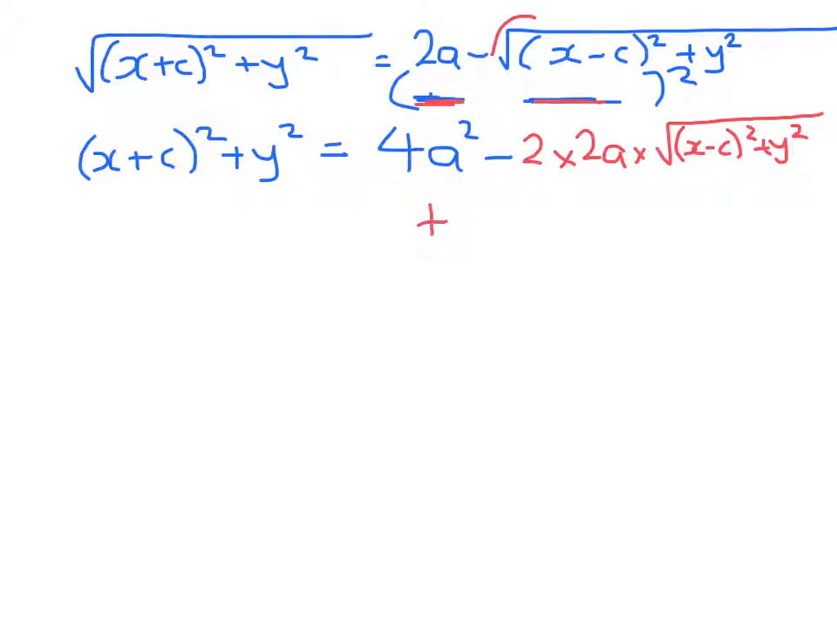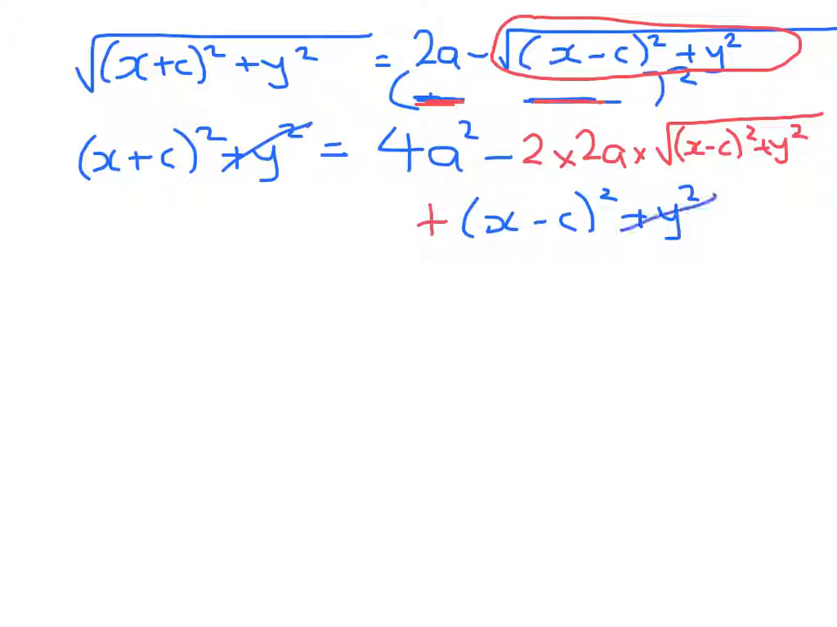plus, now this thing squared is going to be nicer, I'm going to get rid of my square root. So it will be x minus c squared plus y squared. So we can see we're going to be able to knock some things out of both sides already. So my y squared here is balanced with my y squared here. So let's do a little bit of expanding on what's left.